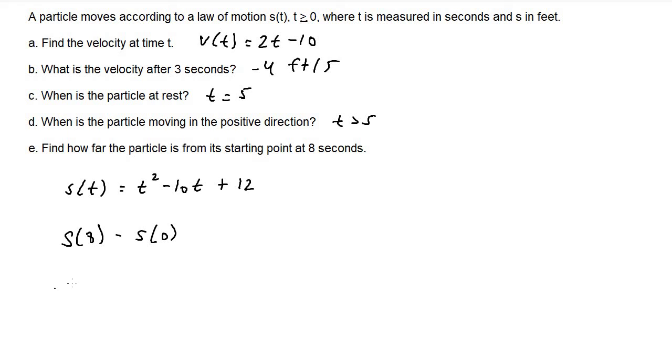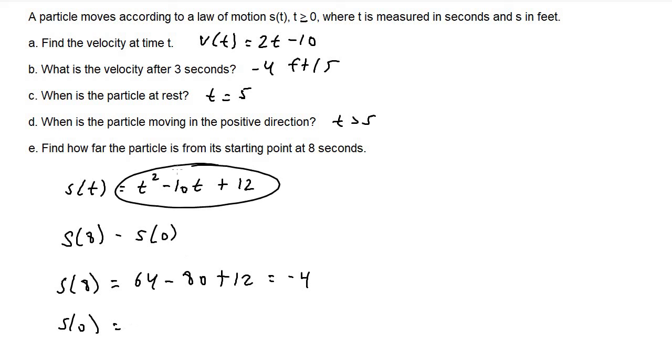So let's go ahead and find s of 8. So for s of 8, all we have to do is plug in 8 for t. So when I do that, we'll get 8 squared, which is 64, minus 8 times 10, which is 80, and then plus 12. Now 64 minus 80 is negative 16. Negative 16 plus 12 is going to be negative 4. So that's going to be s of 8. Now s of 0, if you go ahead and find that, we just plug in 0 for t. So we get 0 squared, which is 0, minus 10 times 0, that's also 0, plus 12. So that's going to give us a value of 12.